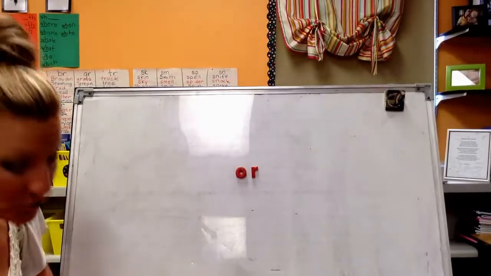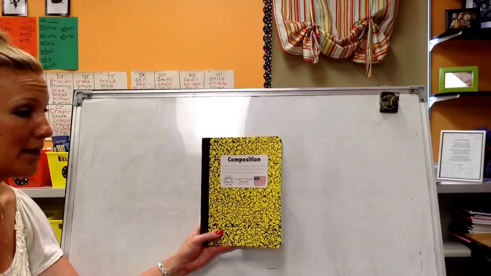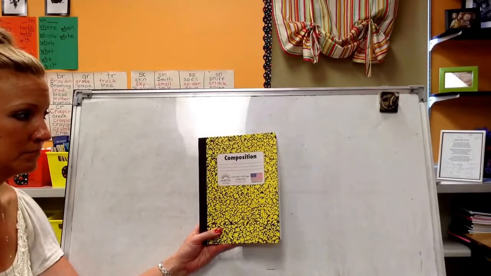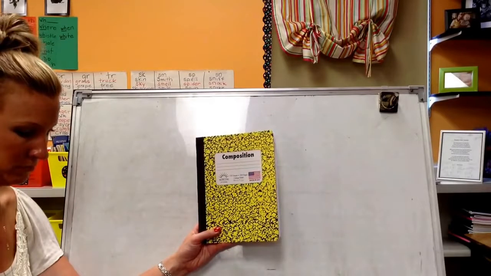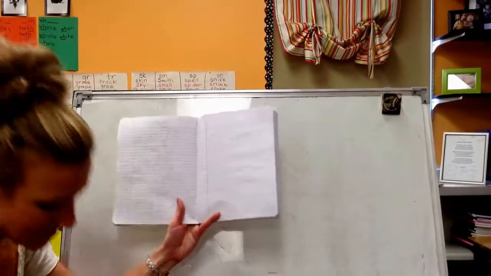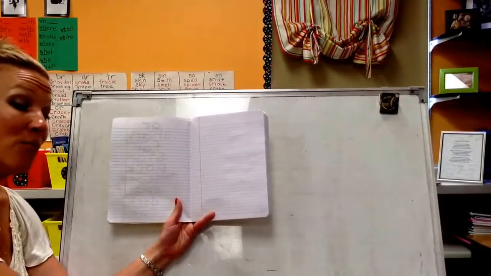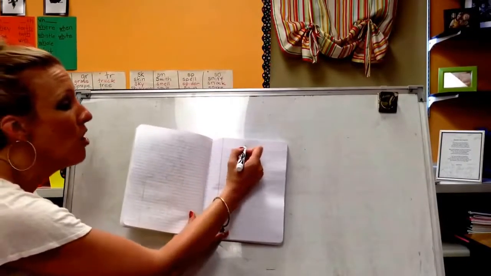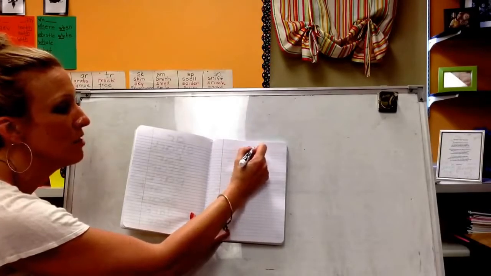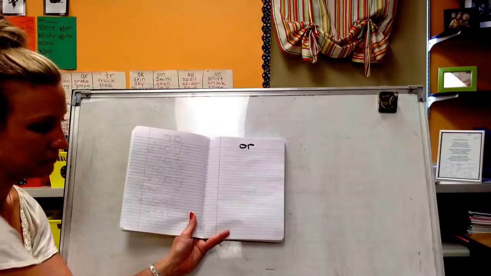So today what we're going to do is you're going to need your word study notebook. So please go get your word study notebook if you have not. Pause the video and go do that. Then open it up to the next blank page, please. And you're going to put OR at the top. And we're going to practice making some words with OR, and then you're going to write them along with me in your word study notebook. So please put OR up at the top.